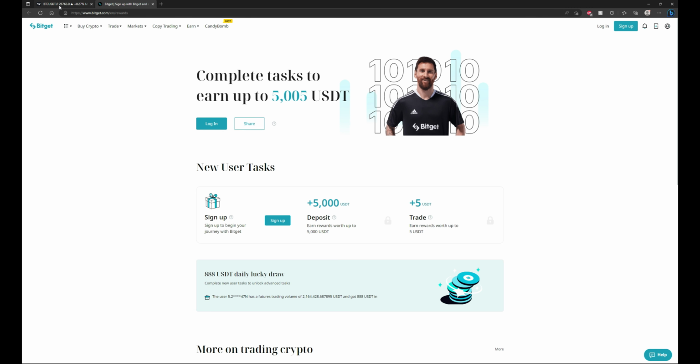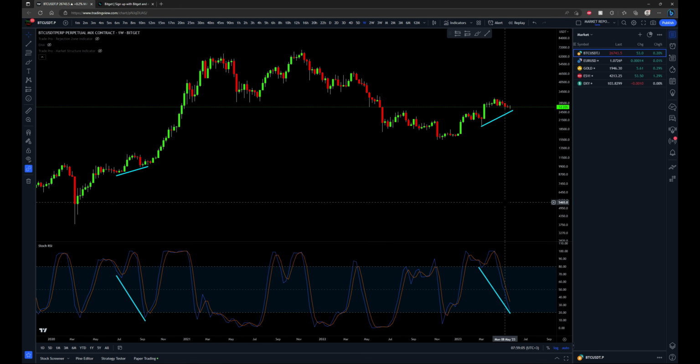Now let's get into the analysis. To start things out, I have the weekly time frame of Bitcoin up, and this is just going to be the higher time frame outlook to keep a level head of where things overall should be heading. And for the weekly time frame, that is to the upside.